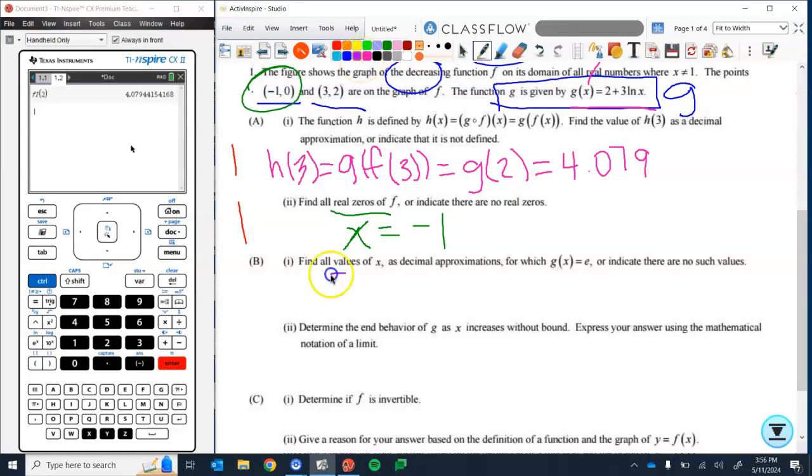All right, so now I'm going to go to B. It says find all values of x as a decimal approximation for which g of x equals e. Well, g of x, remember, is in F1, and I want to know where it equals e. So if I'm going to set g of x equal to e, I'm looking for an x value where that happens. If they give me the y value, y is what we put into the calculator.